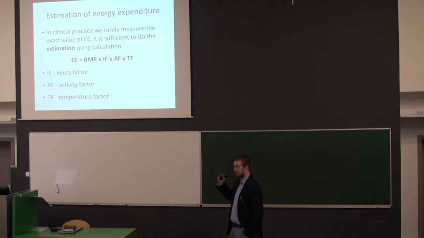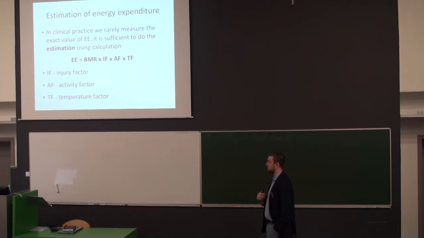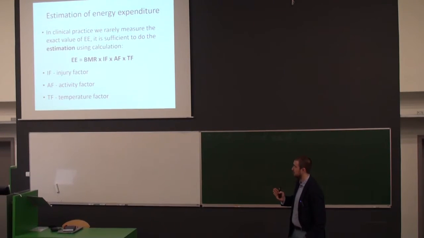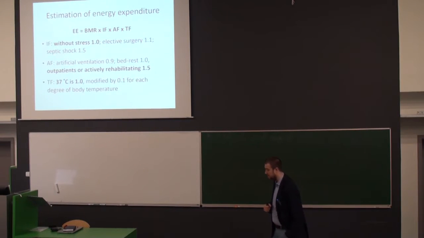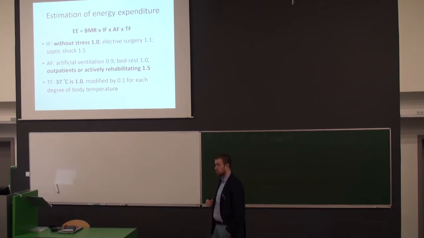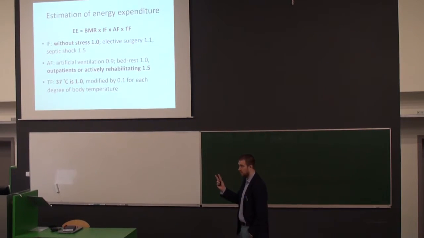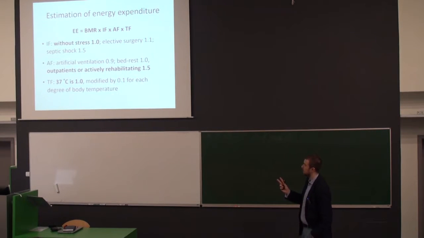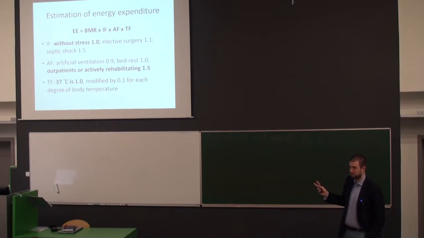And since it must be quite simple, you have only 3 factors that will be used to correct the basal metabolic rate or to convert it to energy expenditure. When you are in a hospital, the first factor will be the injury factor. Then you assess the activity of the patient, and then the temperature of the patient. Here you have some basic rules for how this is used. You estimate the basal metabolic rate, and then you multiply it by some of these numbers.